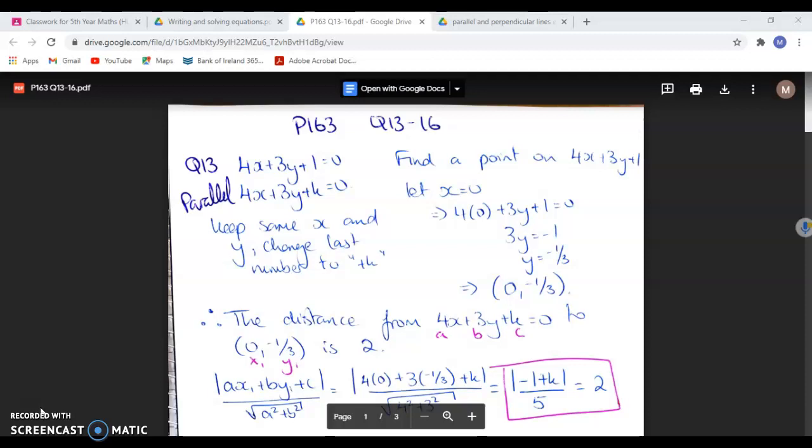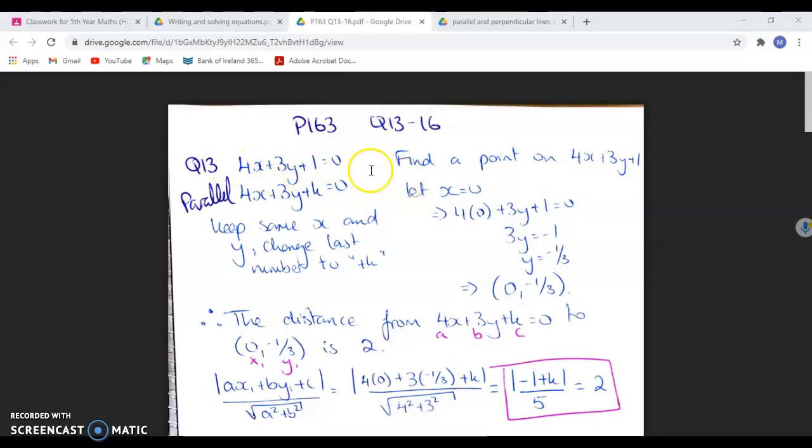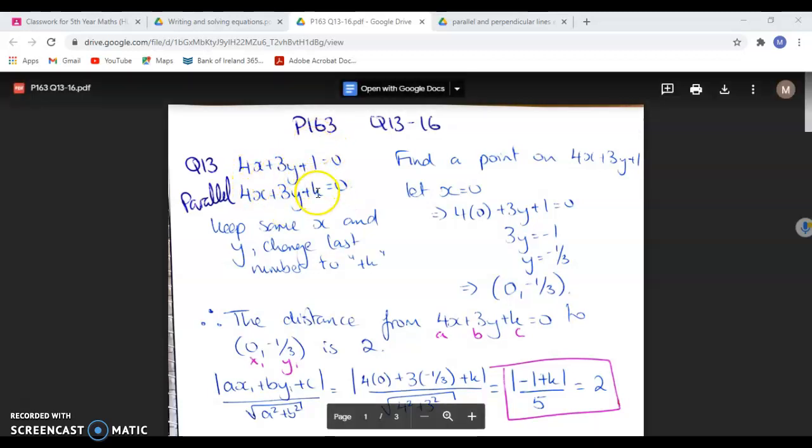Let's read it. Write down the equation of any line parallel to 4x plus 3y plus 1 is equal to 0. Hence find the equation of the two lines which are parallel to that line and 2 units from it. Okay, so the first thing I need to do is write down the equation of any line parallel to this one. From the other video and notes, you should know that you keep the x and y the same and change the last one to a plus k.